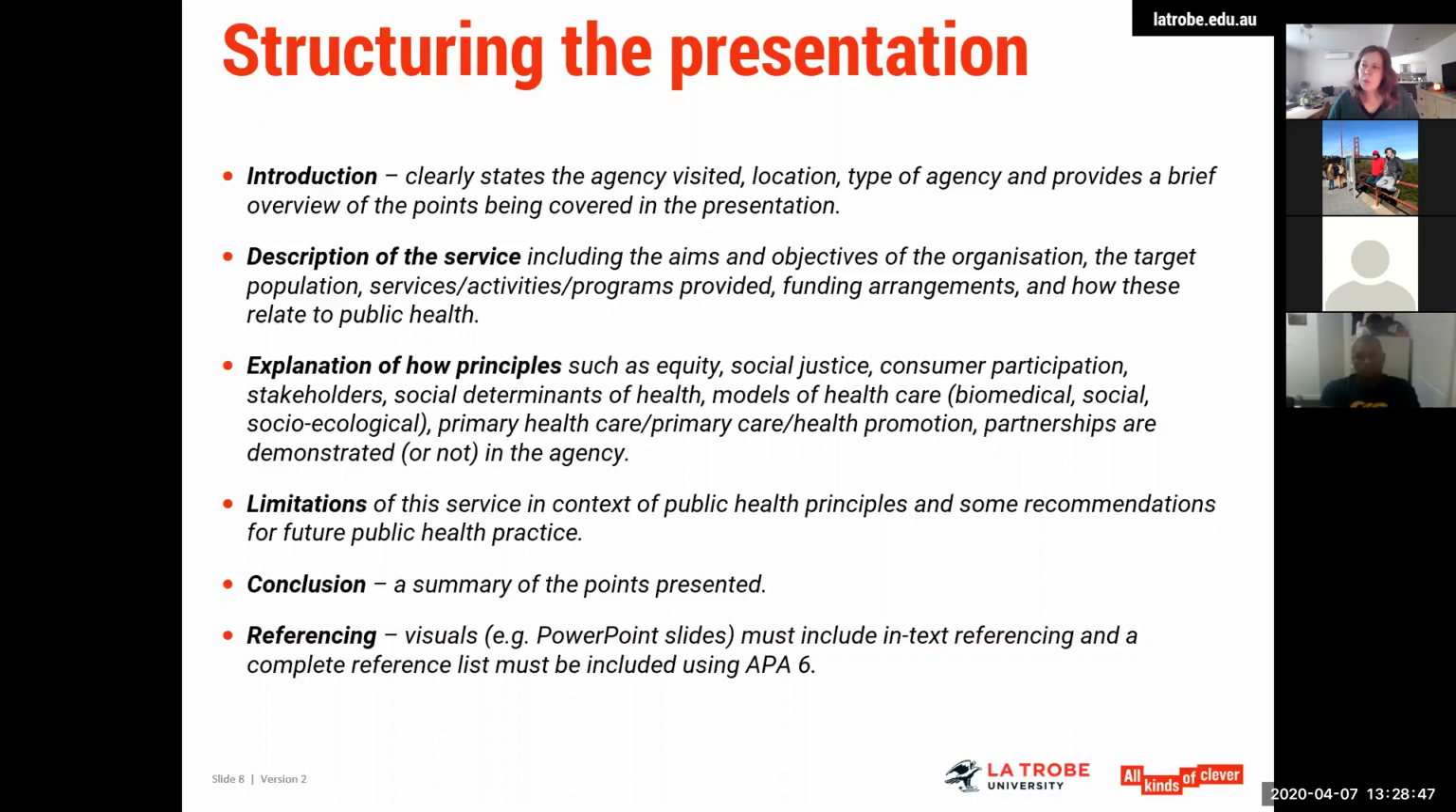You'll then go into a description of the services. This is where you can draw on that information around the aims and the objectives of the organisation. You could look at things like the values, drawing on their strategic plan. These are the values that underpin their work. The target population, where you can bring in some of the demographic information, the types of services or activities or programs that they're providing, and linking those to domains of public health, and then their funding arrangements as well. And you should be linking all of this to how it relates to public health, okay?